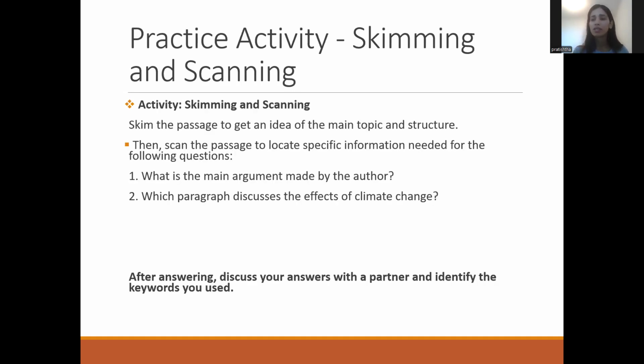What we will do today is we will skim and scan. I will give you a passage and we will just skim and scan, so it will be a faster process. But while I read, you will understand how this process works.